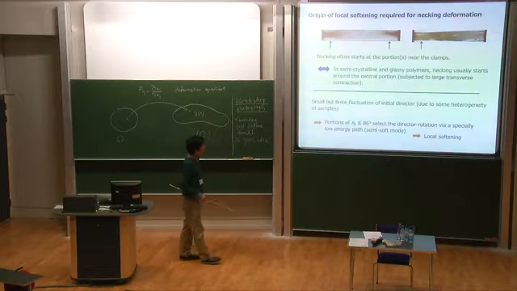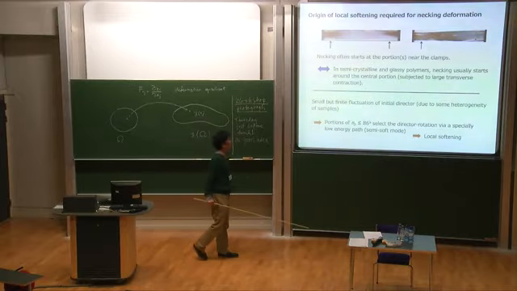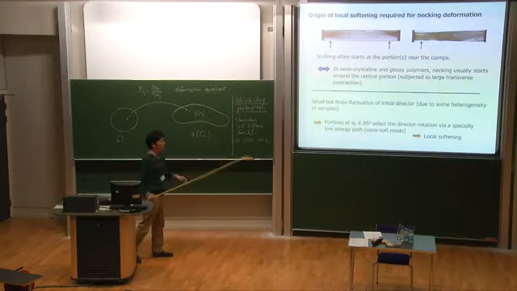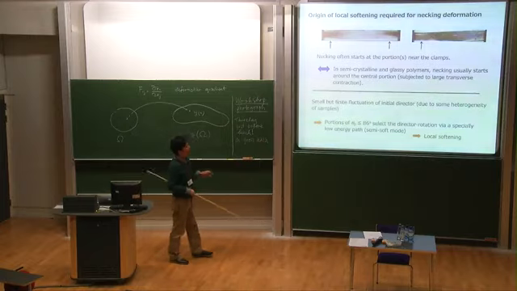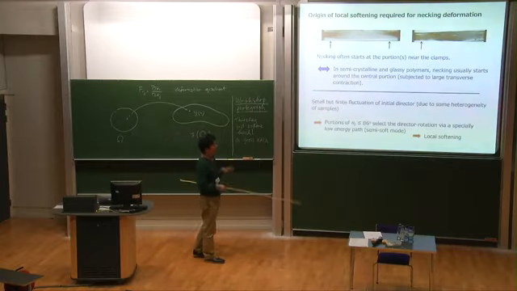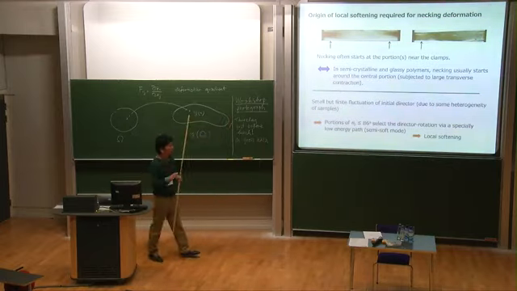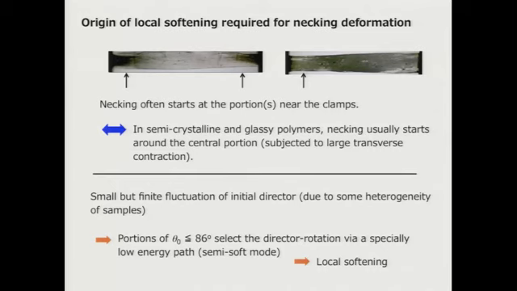This is my guess. If a small but finite fluctuation of the initial director exists in the sample, I think some portions can select the director rotation via the semi-soft mode. It may result in the local softening. I think such fluctuation may be caused by some heterogeneity of the samples. But I have no evidence of that.